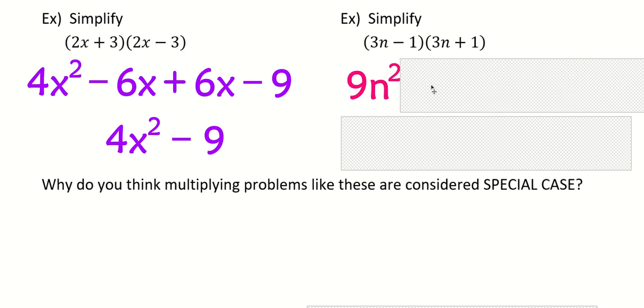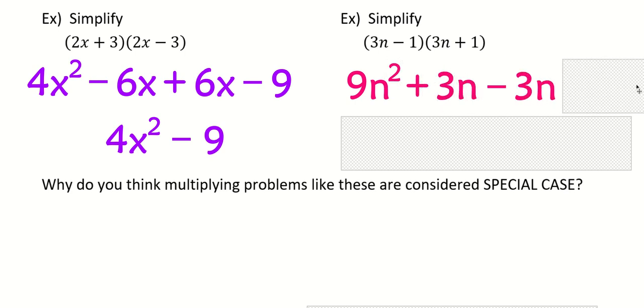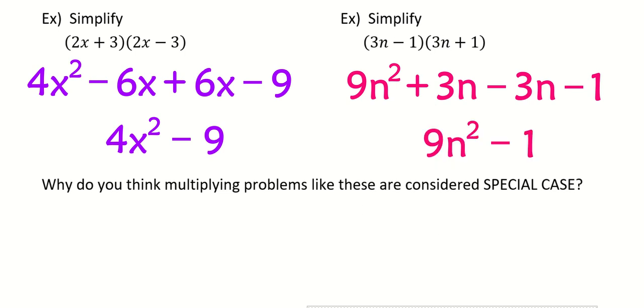So 3n times 3n, 3n squared. Then we have a plus 3n and a minus 3n, just like that, outers and inners. And then what's negative 1 times positive 1? Well, it's negative 1. And of course, because of the relationship between the two binomials, these two cancel each other out, and you're just left with that.